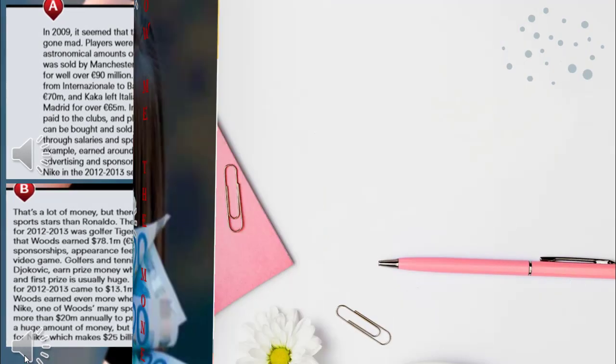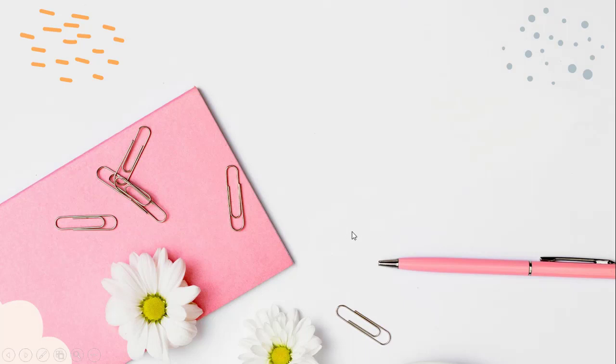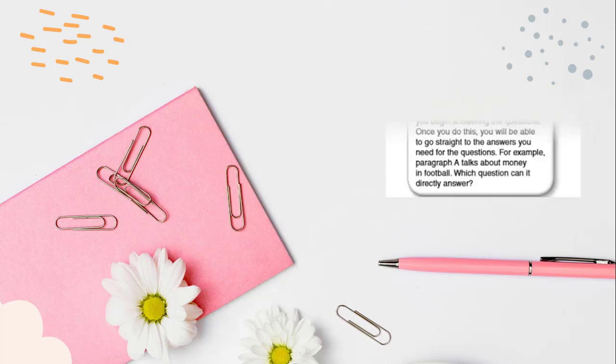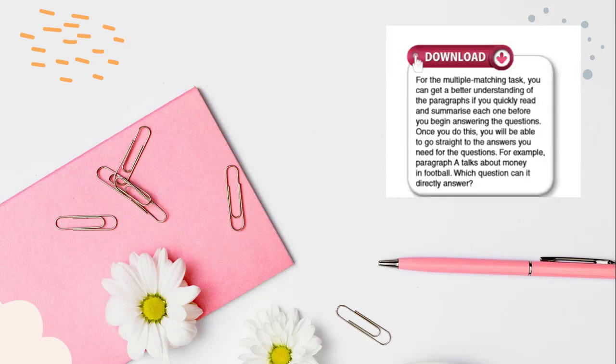Okay, that's the text. Now here come your tasks. You have to do this exercise in your English book later. Okay, firstly, look at the instruction on how you have to complete the task. This is the tip. For the multiple matching tasks, you can get a better understanding of the paragraph if you quickly read and summarize each one before you begin answering the questions. Once you do this, you will be able to go straight to the answers you need for the questions.